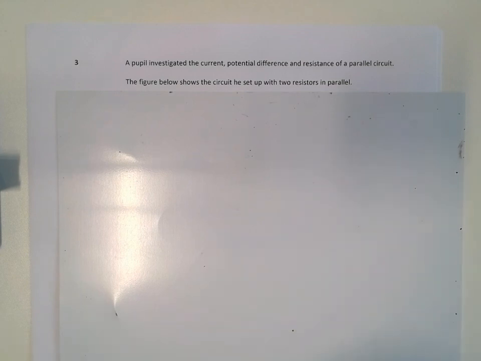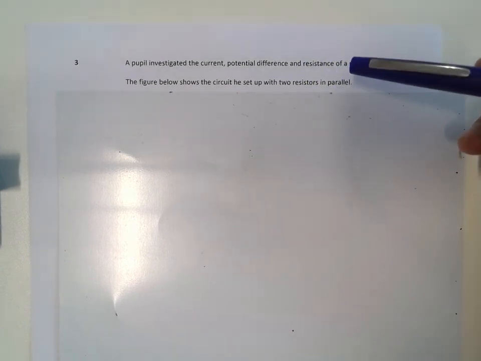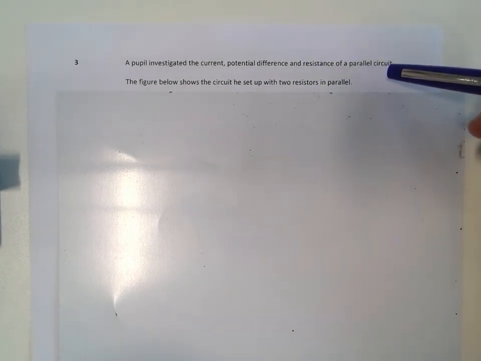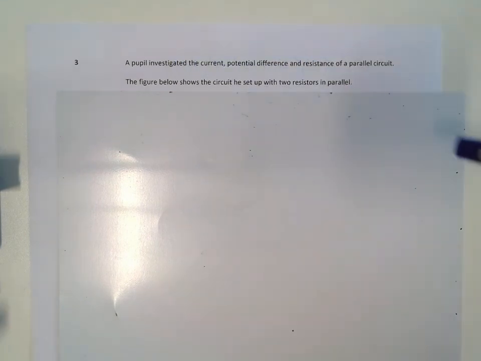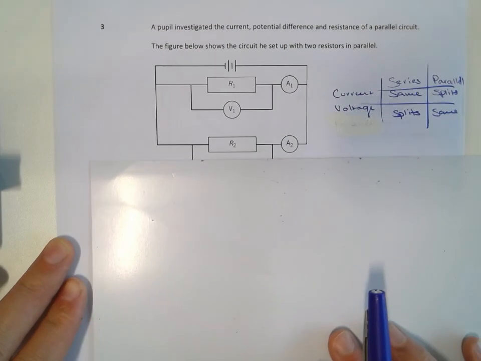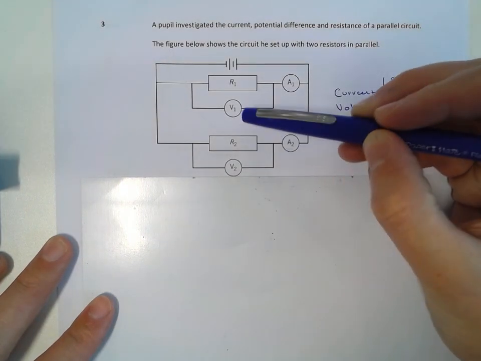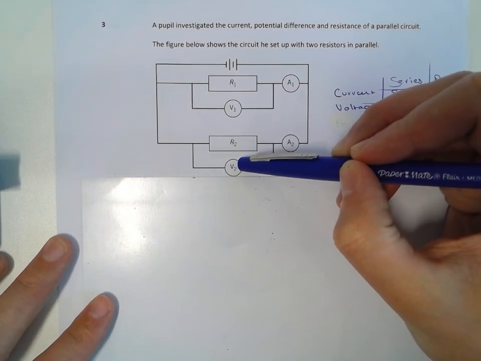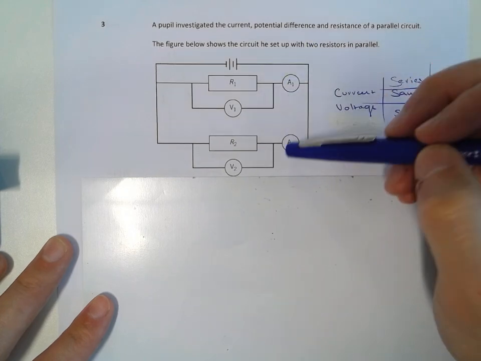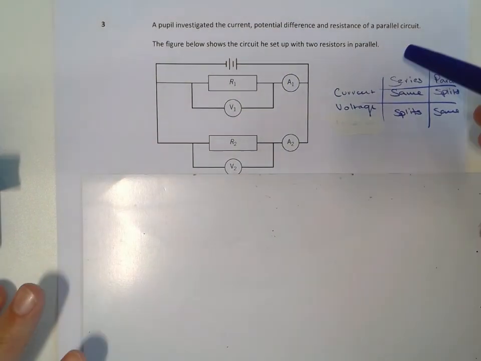It draws on lots of your knowledge and starts off by saying a pupil is investigating current, potential difference and resistance in a parallel circuit. We'll see that in a sec. There's a figure below which shows how he set this circuit up. It's got 2 resistors in parallel, so let's have a look. There is resistor 1, resistor 2, there's a voltmeter around each resistor, and there's an ammeter in each branch of the circuit. Now, I've done an annotation over here.